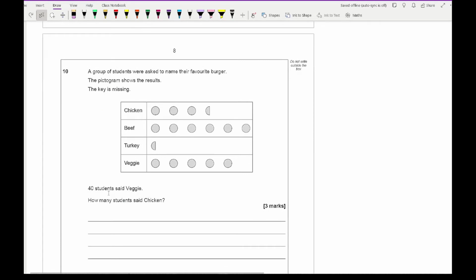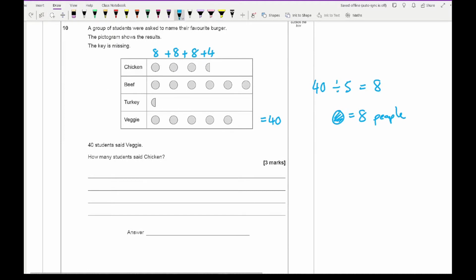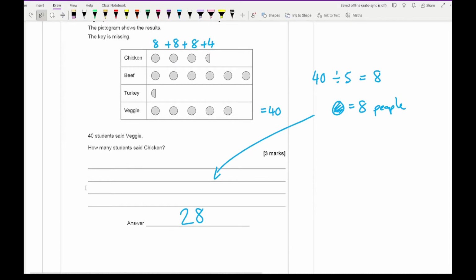For question 10, it says a group of students were asked the name of their favourite burger. The pictogram shows the results. The key is missing. And so we know that the veggie burger equates to 40 people. So here we've got 40 people divided by 5 circles equals 8. So 1 circle equals 8 people. And the question is asking us how many people chose chicken. Well, that's going to be 3.5. So that's going to be 8, 8, 8 and 4. So if I add all those 4 numbers up, I get an answer of 28. And again, all your working out needs to be in this little area here.